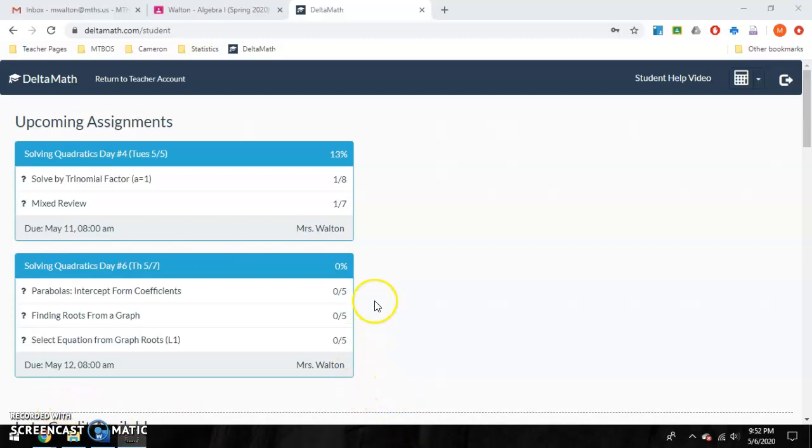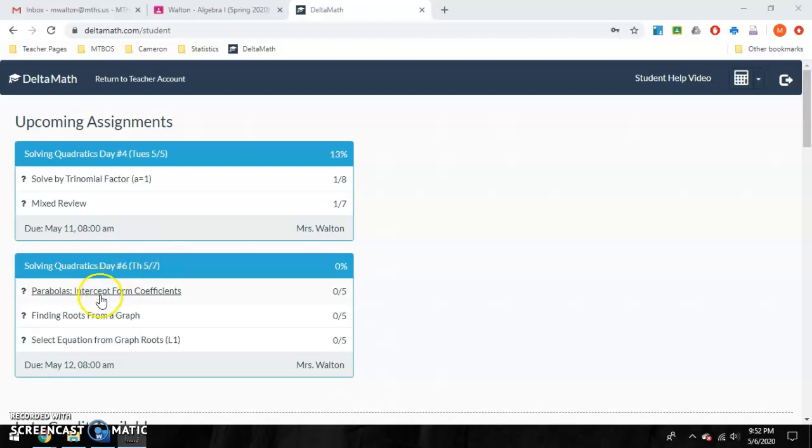You do have 15 problems in Delta Math. You should see solving quadratics day 4, solving quadratics day 6. What happened to day 5? Well, most of you guys do know that yesterday's assignment was on Khan Academy, so you'll have to head on over there to get your day 5 fix.